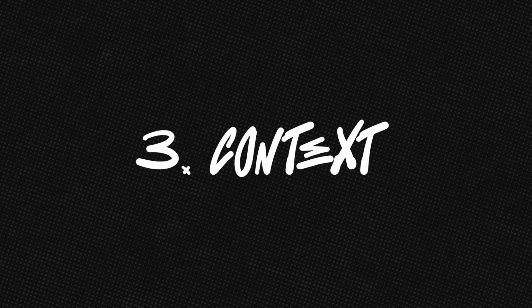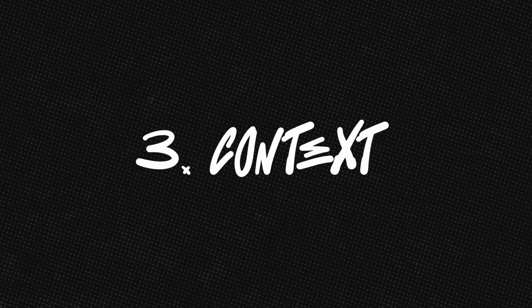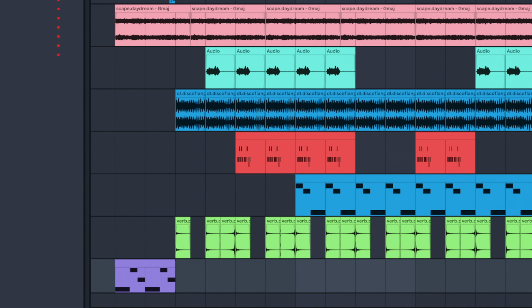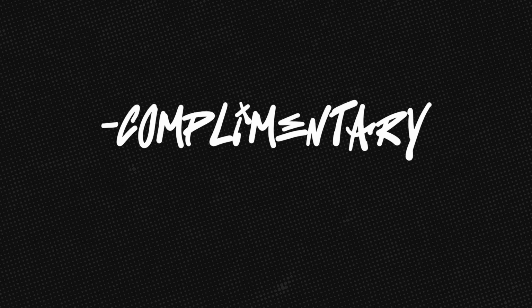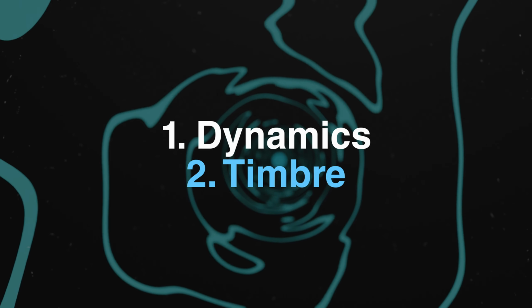The third aspect of sound selection is to understand the context. I think it's really important to understand that just because a sound is good doesn't mean that it fits in every single context. I really like to take into account the surrounding elements when picking new sounds, because that directly influences what I pick. I find that it's really good to pick either complementary sounds or contrasting sounds. And you can do this in one of two ways: through dynamics, timbre, or both.